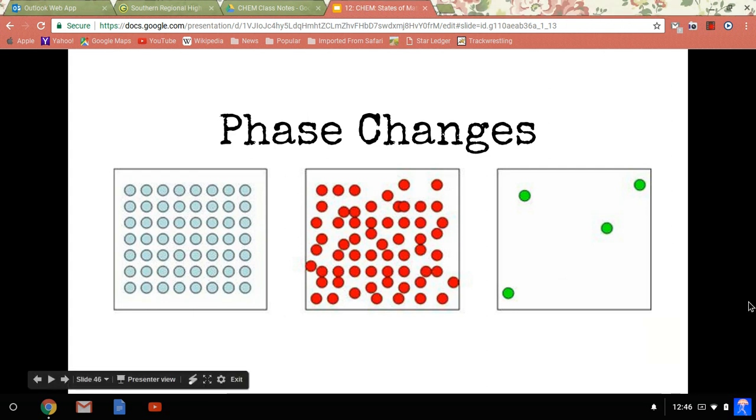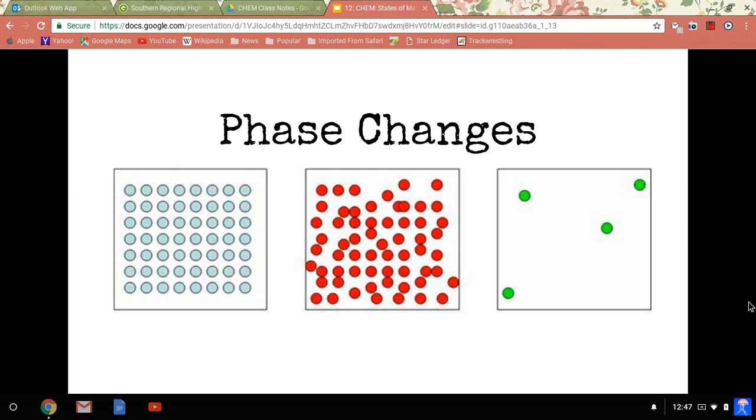Today we're going to be talking about phase changes. You're going to follow along on your class note sheet as I talk. If you need to pause, go back, anything like that during the video, make sure you do that so that all blanks are filled in and all questions are answered. So today we're talking about phase changes.